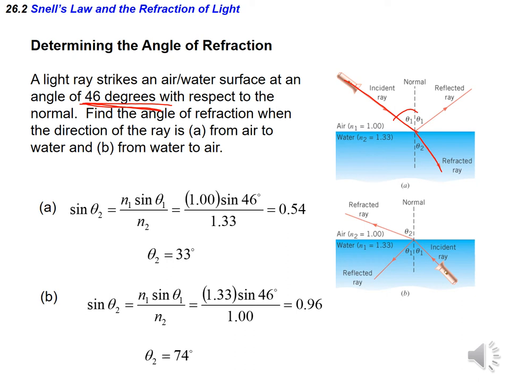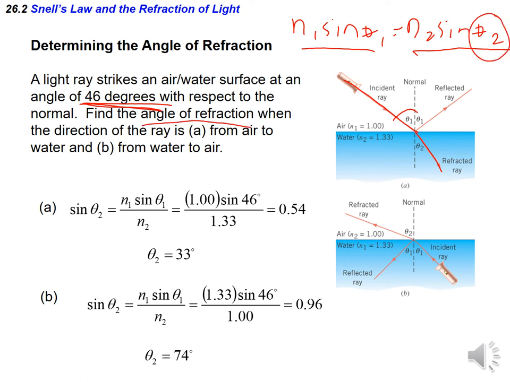For letter A, from air to water, again, we're going to use Snell's law. The formula for Snell's law: N1 sine theta 1 equals N2 sine theta 2. This is for the first medium, this is for the second medium. To compute theta 2, or the angle of refraction, we derive the formula for sine theta 2. That will be equal to N1 sine theta 1 over N2. So we divide both sides by N2. That's the formula for sine theta 2.